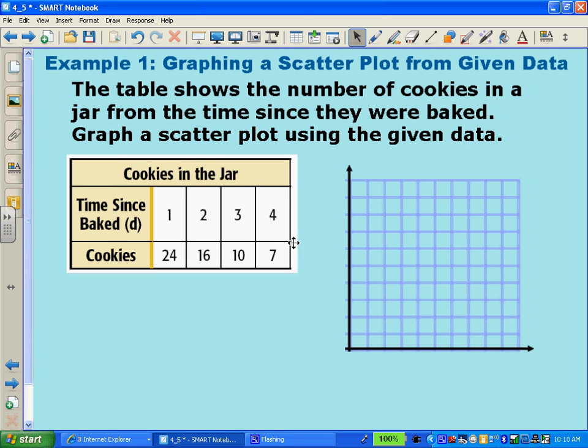So the first thing you're going to be doing today is making a scatter plot. Now I know that you've done this before, so we're not going to spend a whole lot of time on it. It'll give you a table, and it will just want you to create a scatter plot of the table. So the first thing you're going to do is label your axes. So we're going to put time down here on our x-axis and cookies up here on our y-axis.